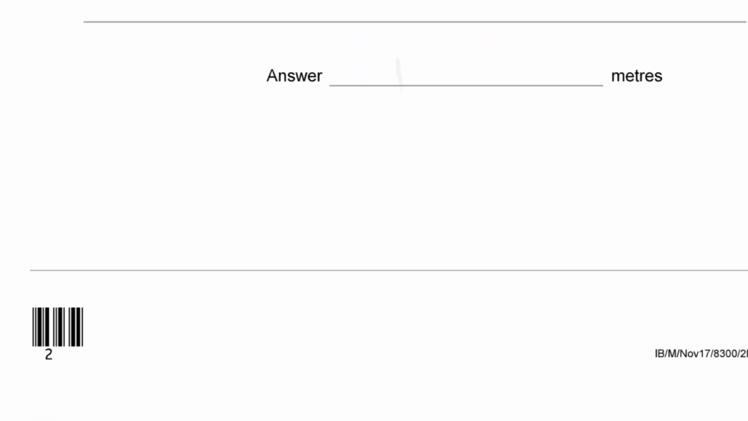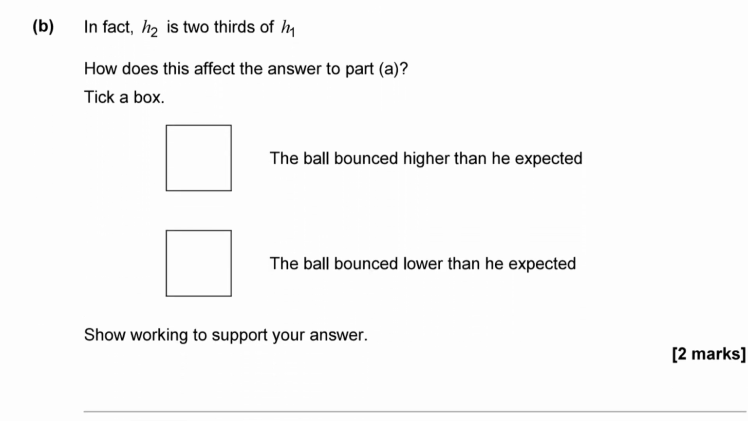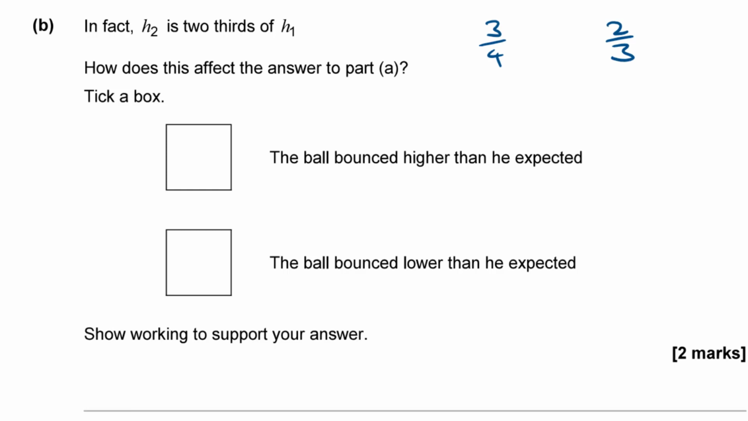Okay, so in fact H2 is 2/3 of H1. How does this affect the answer in part A? So rather than multiplying by 3/4 like we thought, we're now going to be instead multiplying by 2/3. Now, which is bigger, 3/4 or 2/3? Just from my knowledge of fractions, I know that the 3/4 is the bigger one. So I'm multiplying through by something that is slightly less than it was before.